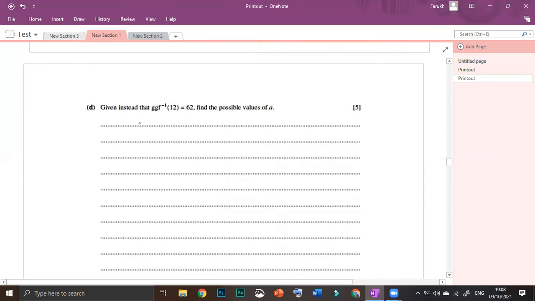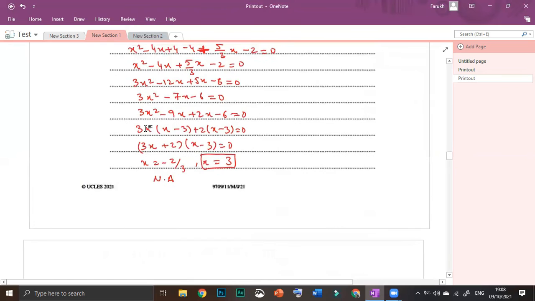Now the D part is g f inverse 12 is equal to 62. Now we will have to find g f inverse and then put 12 into g f inverse and solve this equation. Now there is another way to simplify this one. We will find f inverse 12 and put the value of f inverse 12 in this equation.